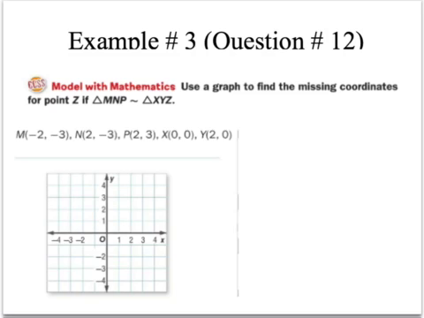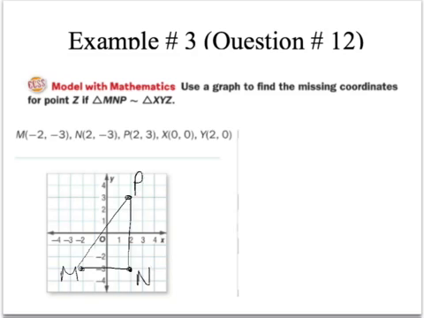Example number 3 is question number 12. It's a Common Core question. It says, use a graph to find the missing coordinates for point Z if the two triangles are similar. And we did something like this in our exit slip today. And we can start with M, N, P at -2, -3, 2, -3, and 2, +3. So here's our triangle. And that's M, N, P.